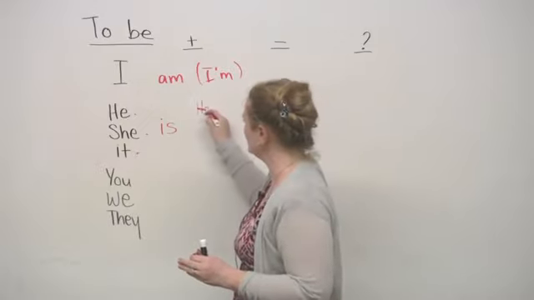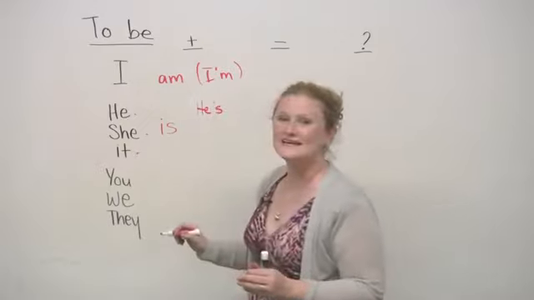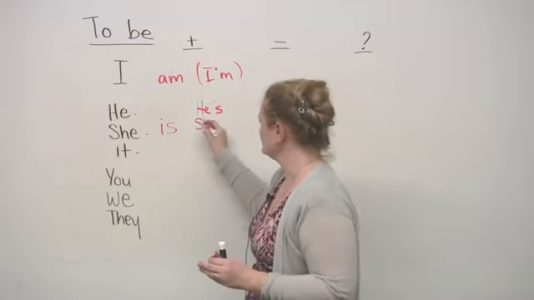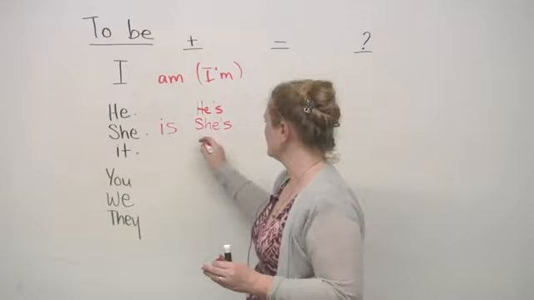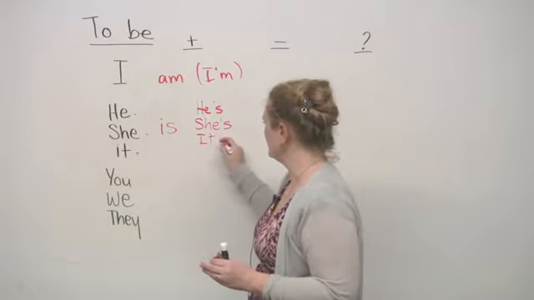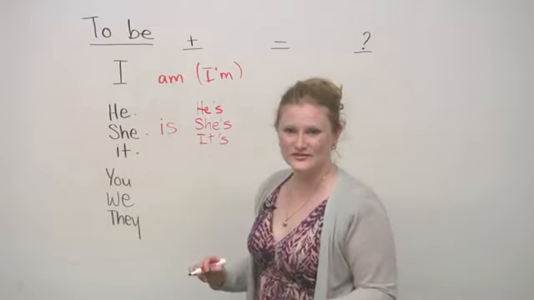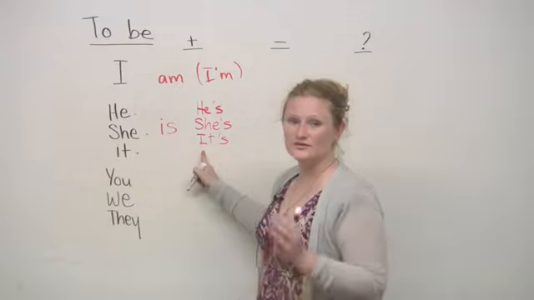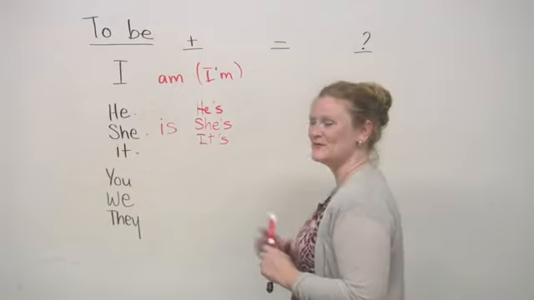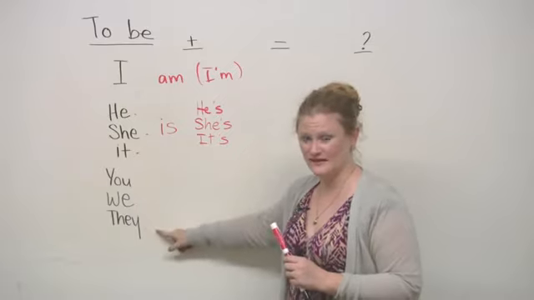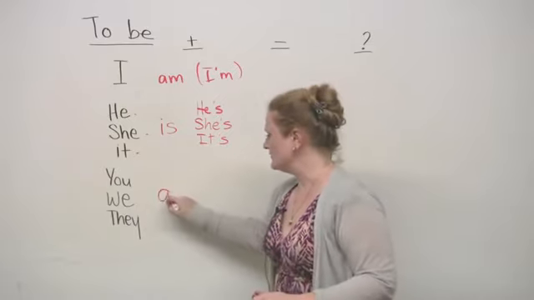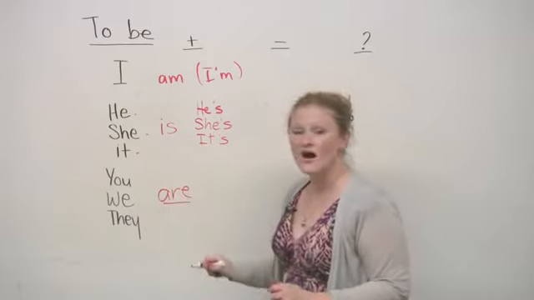Okay? When we say he is, or she is, or it is, we can shorten it and we can say he's, she's, or it's. Again, these are the shortened versions. When we use you, we, and they, we have to use are.